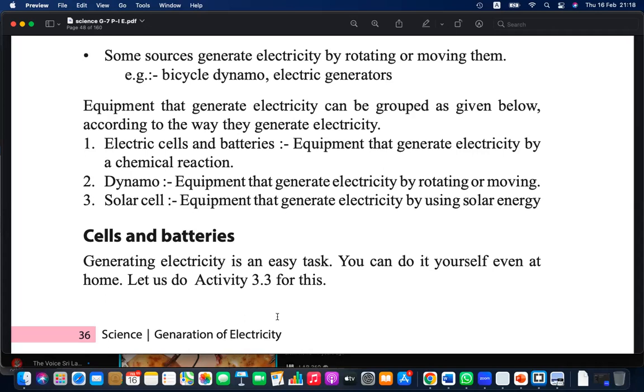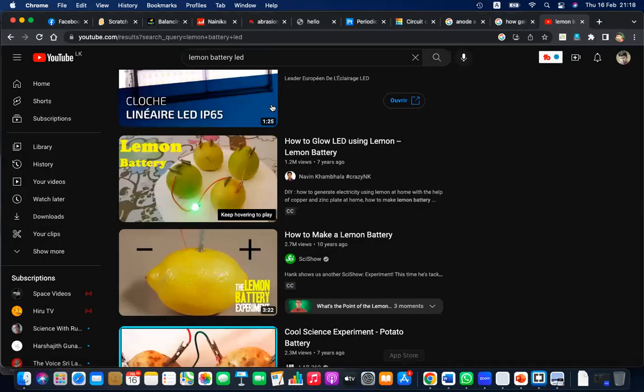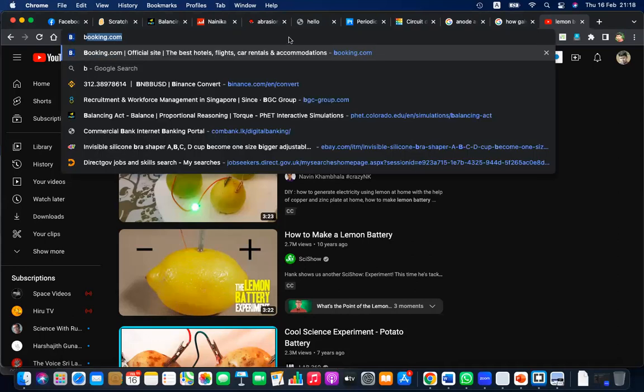Okay, so these are some other examples. We can use a dynamo by rotating or moving. Have you seen the bicycle dynamo? Bicycle dynamo.